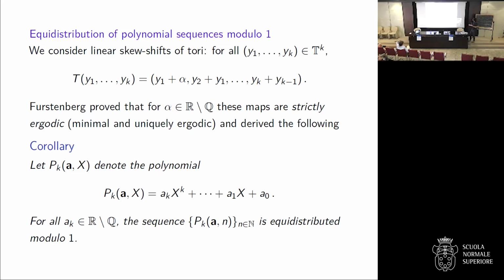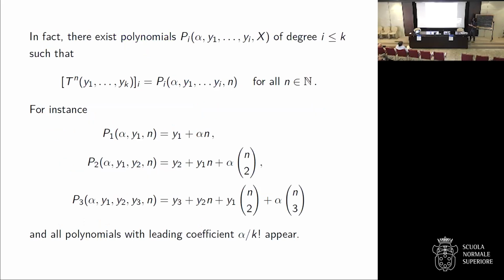So that's the result of Furstenberg. And the reason is that if we look at the iterates of the map T, then the ith coordinate is given by some polynomial of degree i. So in particular, in P1, you see the rotation, which is the first coordinate. In P2, you see quadratic polynomials. In P3, you see cubic polynomials, and so on.